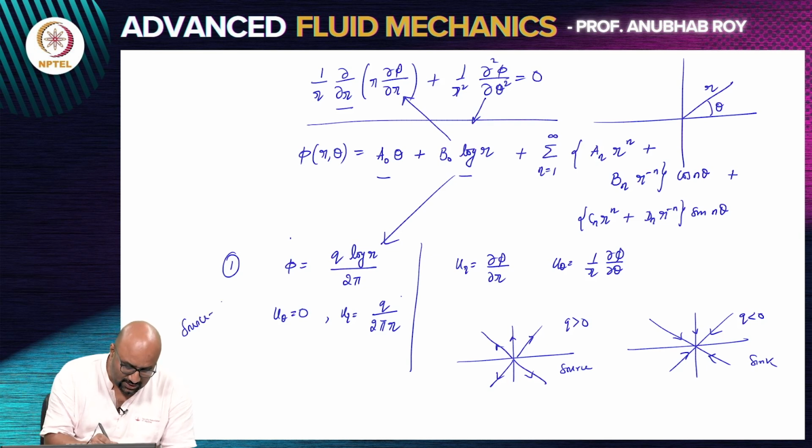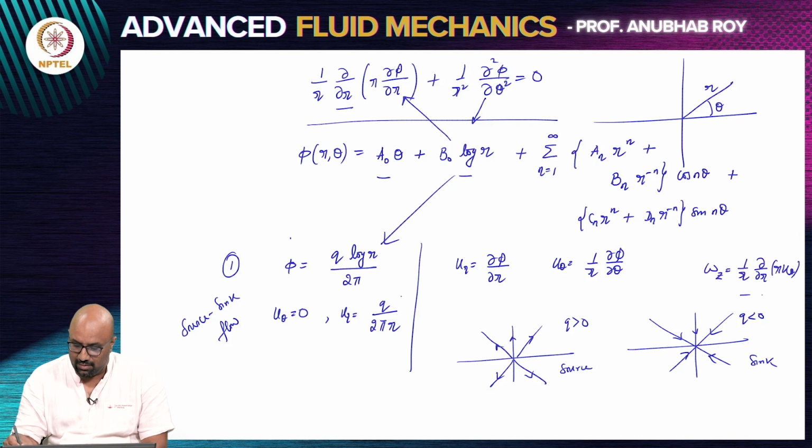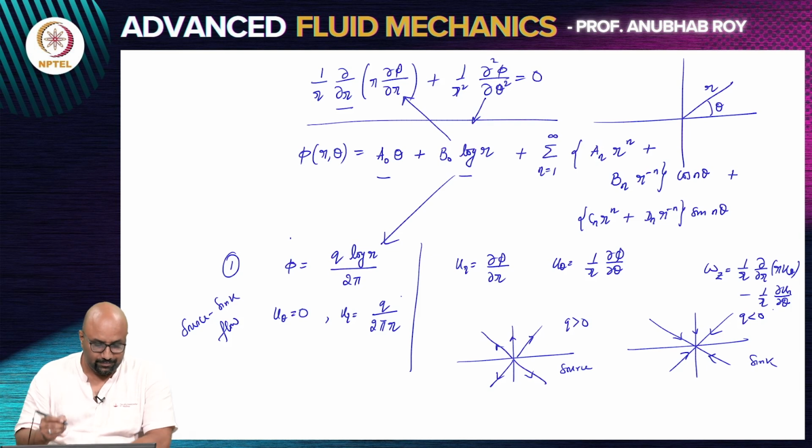And for each case, you should always check what the vorticity is, and it should be trivially 0. If you calculate your omega z, omega z would be 1 by r dou r of r u theta minus 1 by r dou u r dou theta. This is in cylindrical coordinate system. If you plug it in, you will find that here, because u r is a function of r and u theta is 0, the vorticity is trivially 0. There is no vorticity in this particular problem.